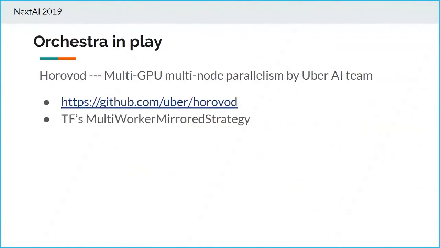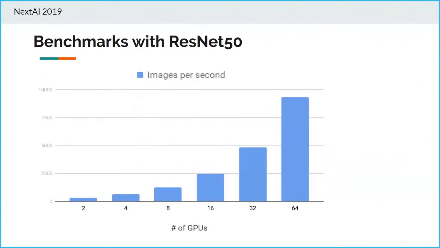Let's see more. Horovod is something that I don't have time to cover here. It's another toolkit built upon TensorFlow, developed by the Uber AI team. It actually works very efficiently using multiple cores and multiple GPUs. This is the benchmark that I ran using the Horovod toolkit, running the same network, ResNet 50. You can see I can use multiple nodes.